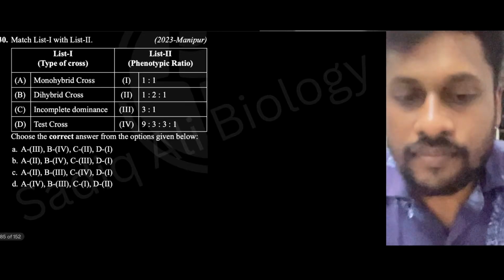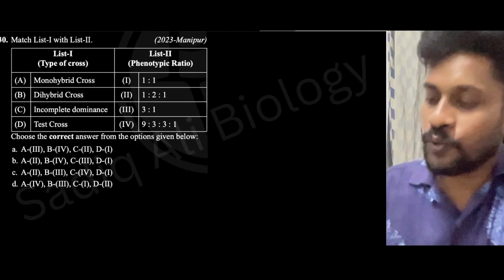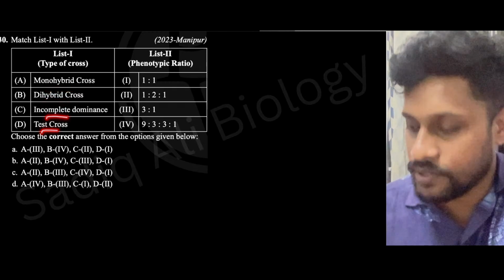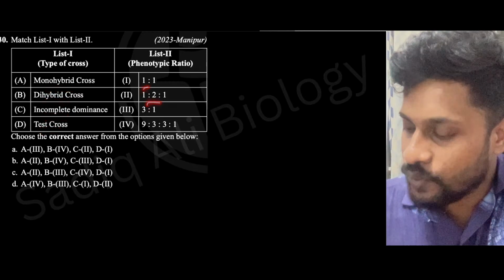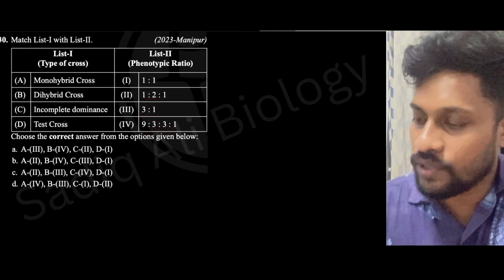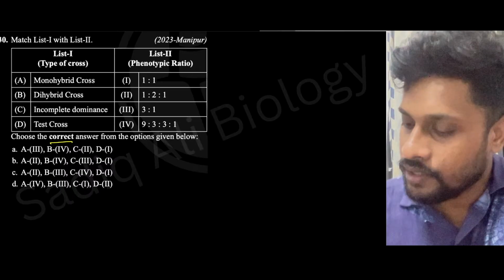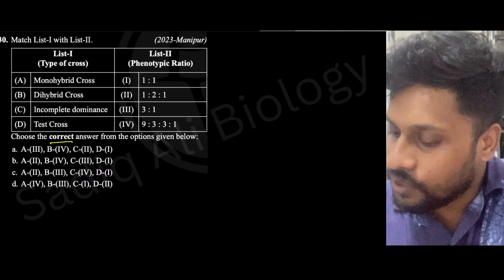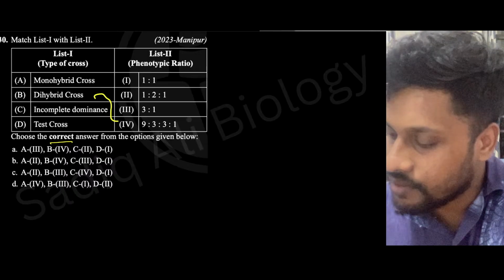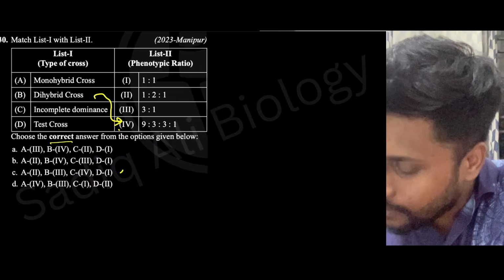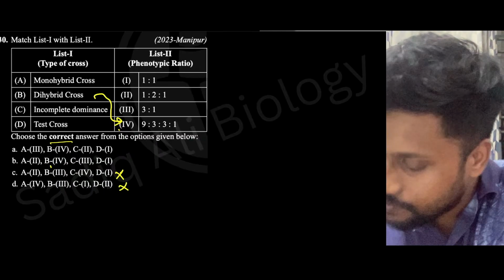Next. Match list one with list two. List one: monohybrid cross, dihybrid cross, incomplete dominance, test cross. List two: 1:1, 1:2:1, 3:1, 9:3:3:1. Guys, what will be the answer? Choose the correct answer. Monohybrid cross, 9:3:3:1 will be what? Dihybrid cross, right? B4, B4. So we can remove C and D.